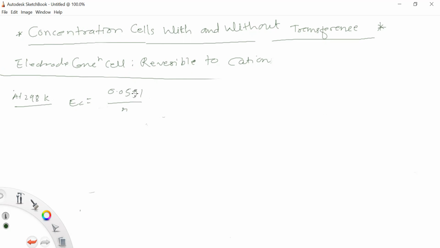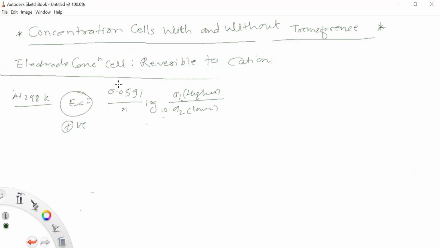If the temperature increases, this value also increases, right? And this is log to the base 10 of activity 1 upon activity 2. This is the higher activity, higher concentration, and this is the lower activity. This is the general EMF equation. If A1 is greater than A2, then E_C is positive, which means the reaction is spontaneous. And if A1 is lesser, E_C is negative and the reaction is non-spontaneous.